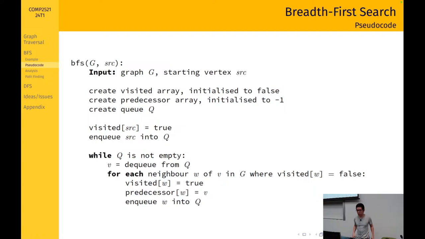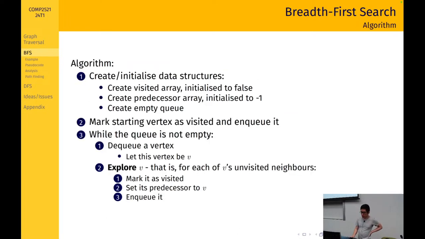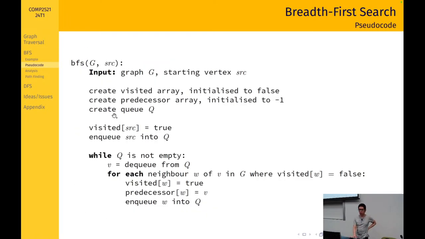And here is the pseudocode for BFS. This is pretty much just following the algorithm here. So initialize our data structures, then visit the starting vertex and enqueue it, then the loop where we dequeue, and then we explore the vertex by looking at all of its neighbors. Okay, so here's the pseudocode. But it turns out that we can simplify this a little bit.